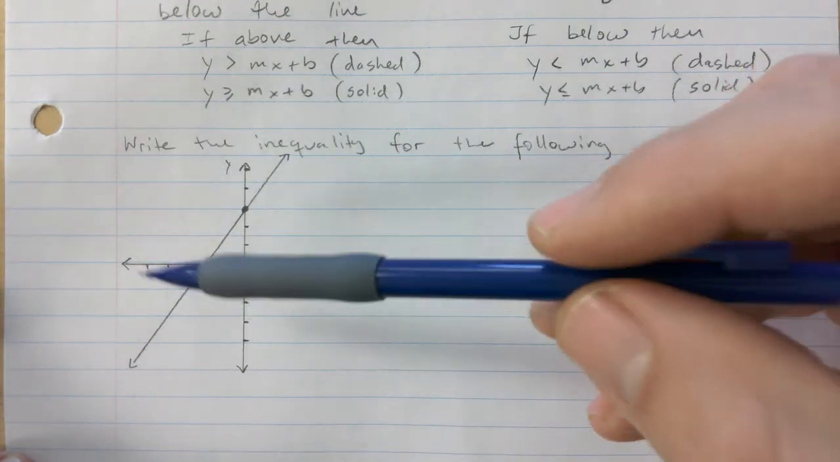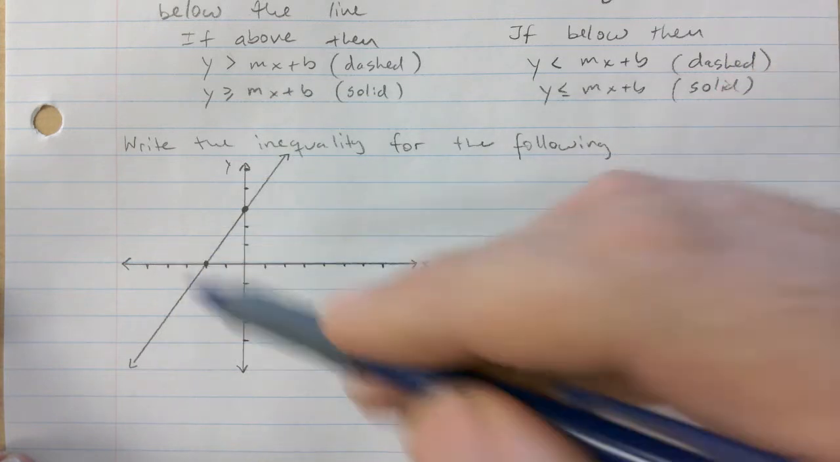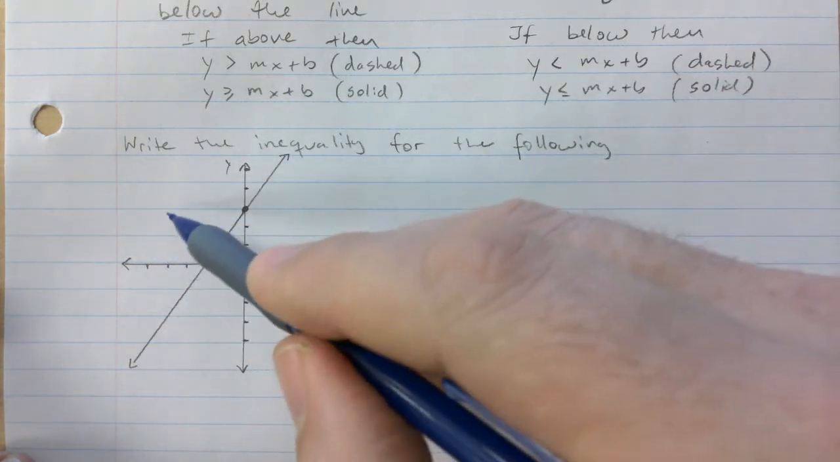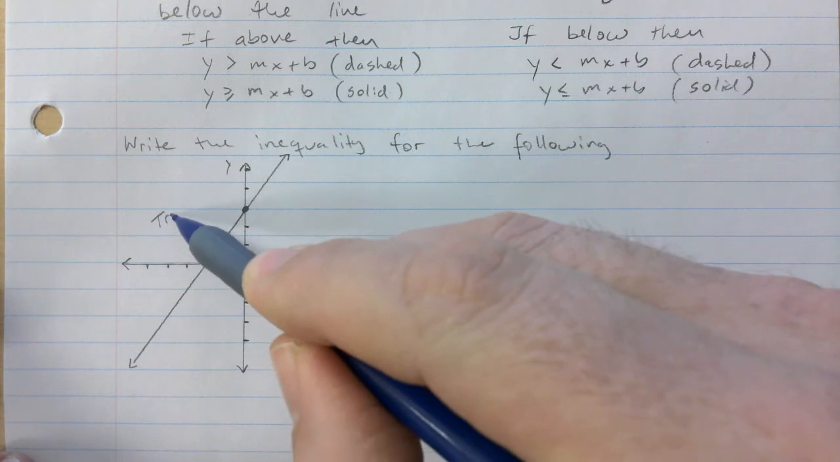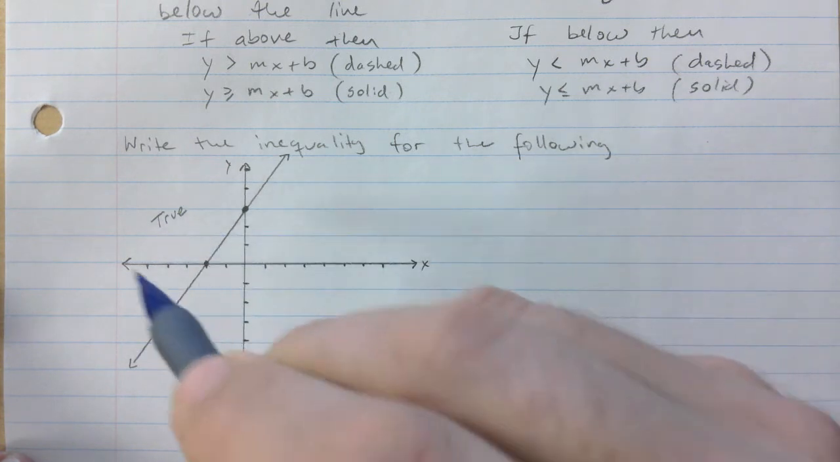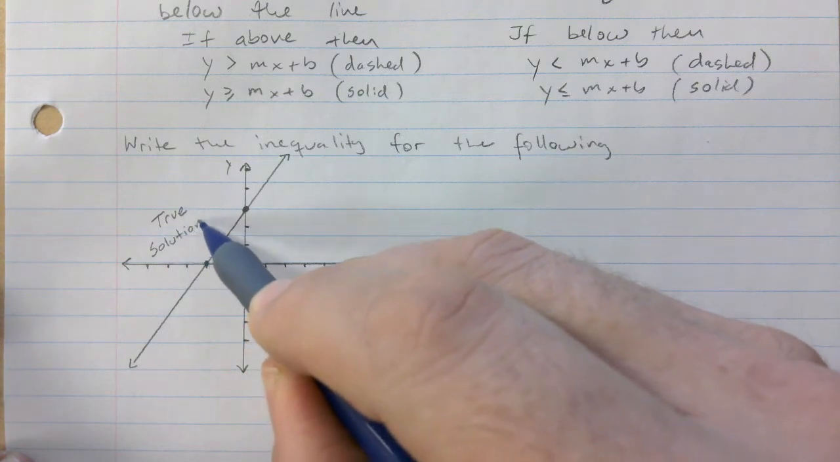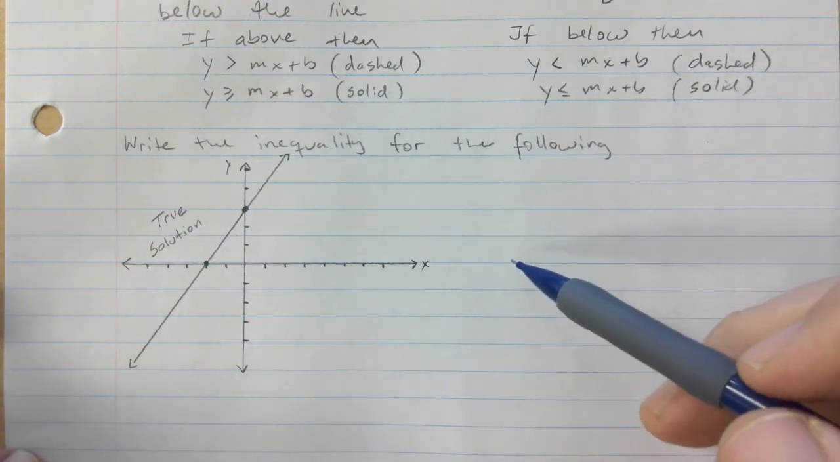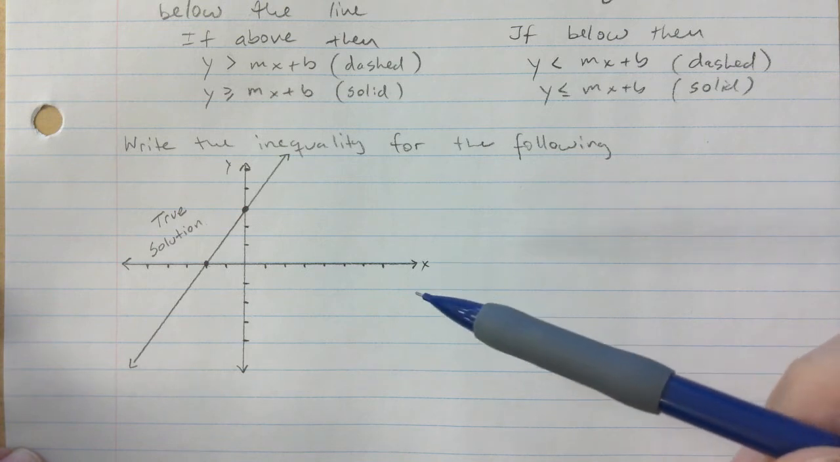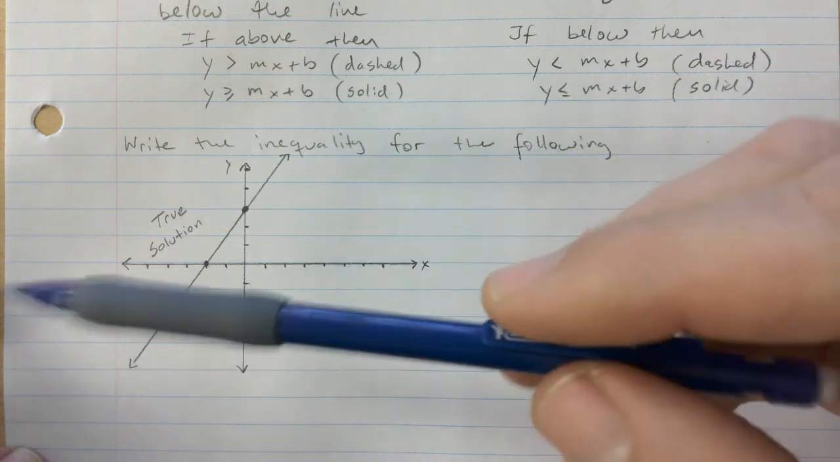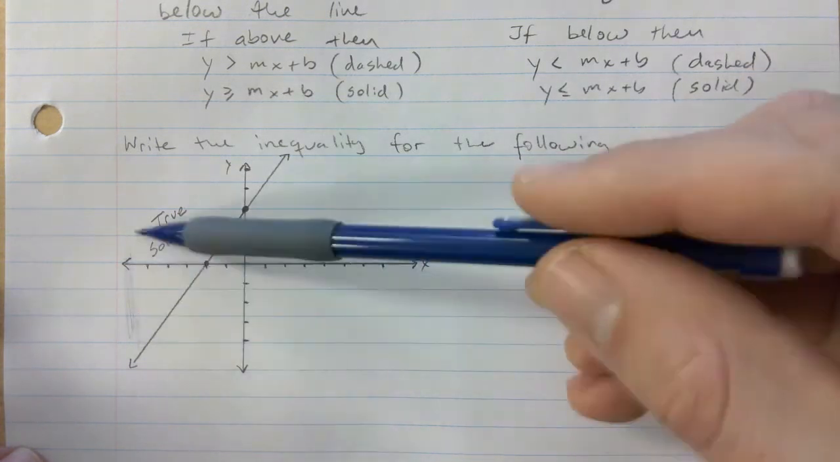We're going to make everything above the line true. Just so you get used to it, we will also start calling it the solution region. So it's both. Then let's go ahead and shade in the top.